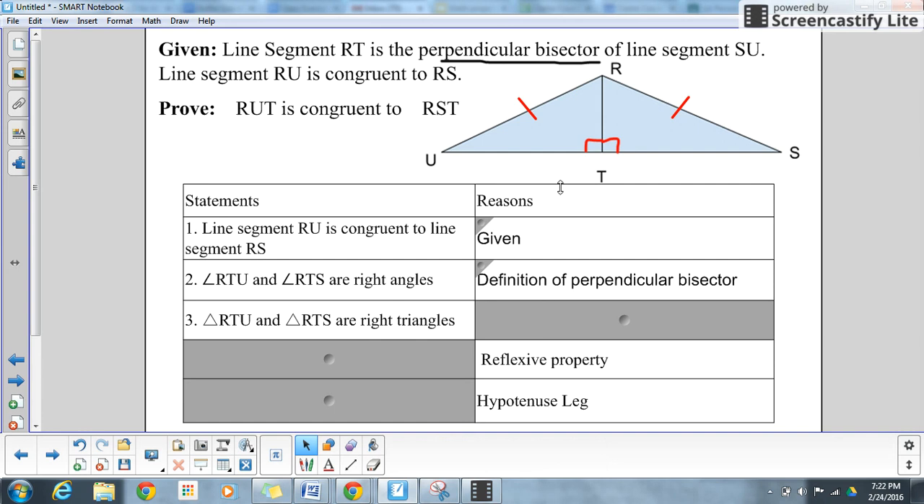Now that we know that these two angles are right angles, we can say that these two smaller triangles are right triangles. So the definition of right triangle is why we know that.